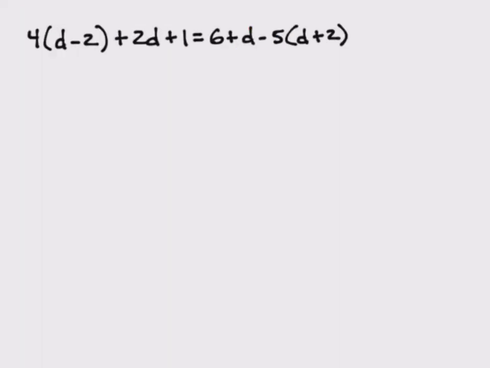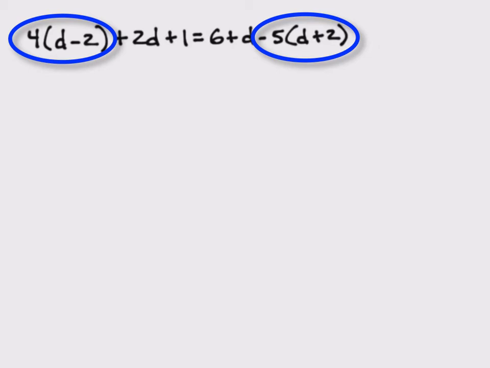Alright, here's another, and immediately we can tell this one's going to be a doozy. First things first, what I would do is I see that we've got some cases where we're going to need to use the distributive property, and I would do that first. I would multiply out this 4 times the quantity of d minus 2, and this negative 5 times the quantity of d plus 2.